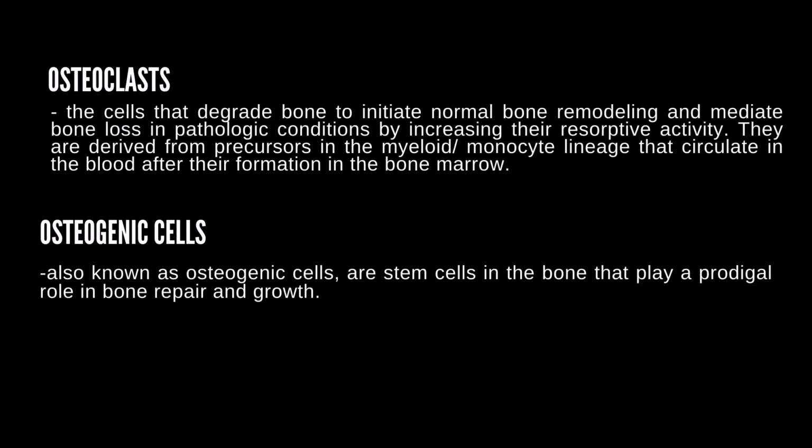Now let's talk about the osteoclasts. These cells are the bone recyclers, which derive from the myeloid or monocyte lineage. Osteoclasts break down the bone tissues as part of the natural remodeling process. So the osteoclast is the demolition crew, which clears out the old or damaged bone tissues to make way for new growth.